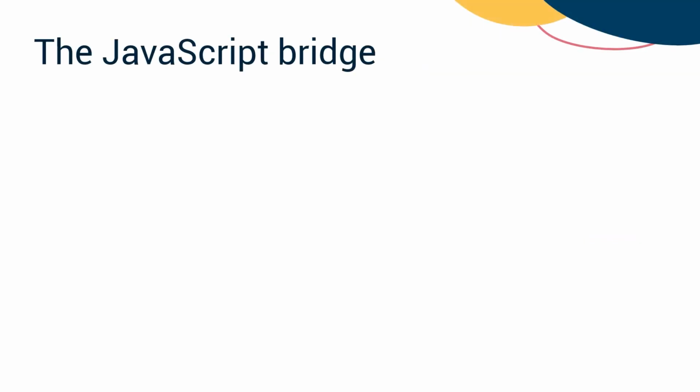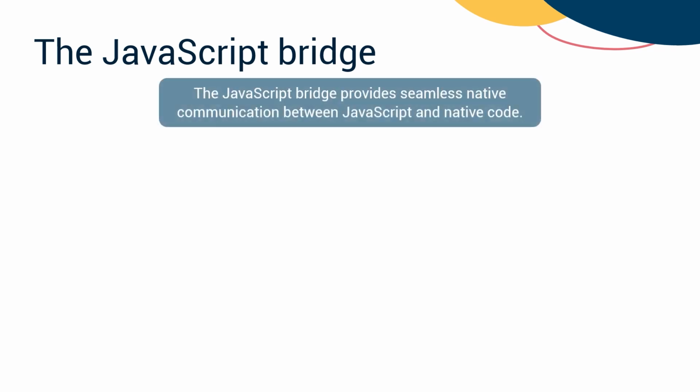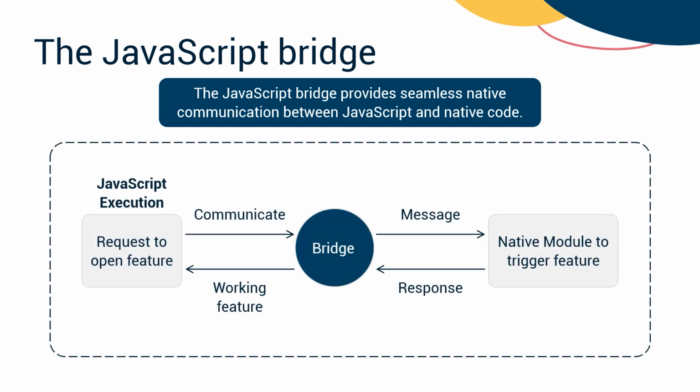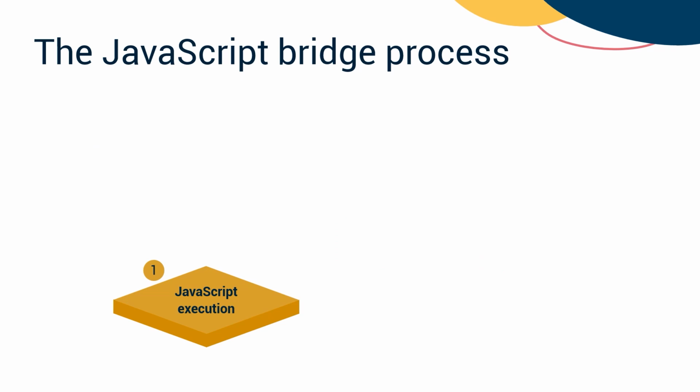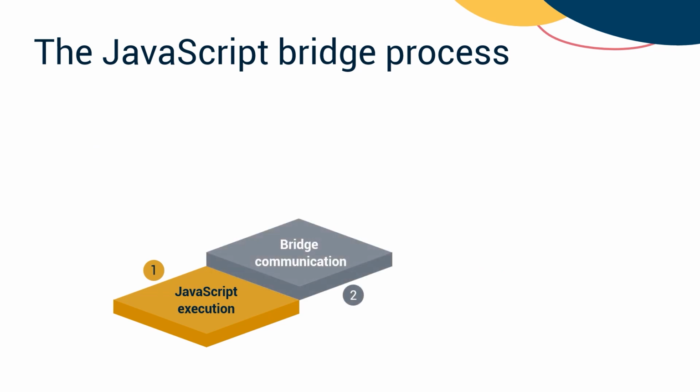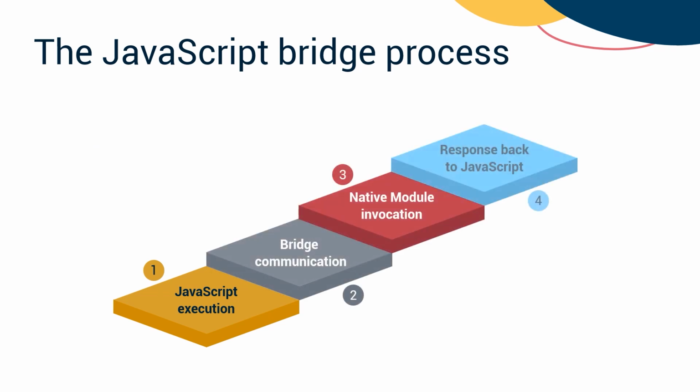Next, let's understand the JavaScript bridge, a crucial part of an app that provides seamless native communication. It allows JavaScript code to interact with a device's native features, like the camera. The process by which the JavaScript bridge facilitates communication between JavaScript and native code involves 4 steps. These steps are JavaScript execution, bridge communication, native module invocation, and response sent back to JavaScript. Let's look at each of these steps in detail.